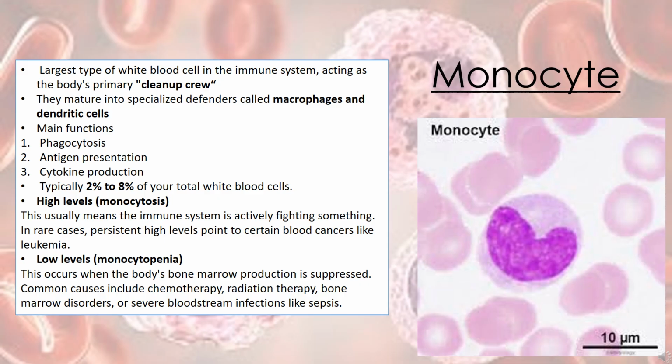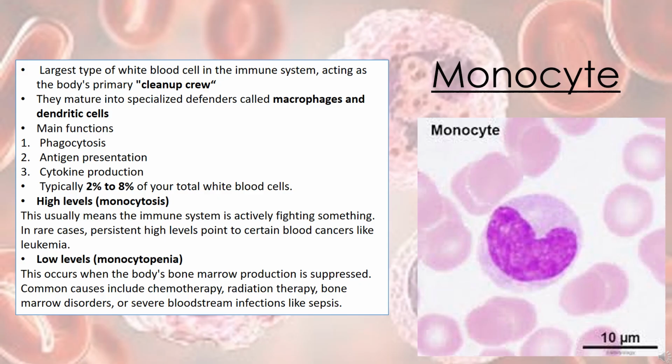Monocyte levels are measured using a complete blood count, CBC, with differential. The normal range healthcare providers look for is typically 2% to 8% of your total white blood cells. High levels, monocytosis: this usually means the immune system is actively fighting something. Common causes include chronic infections, like tuberculosis, autoimmune disorders, like lupus or IBD, physical stress, or recovery from an acute infection. In rare cases, persistent high levels point to certain blood cancers like leukemia.